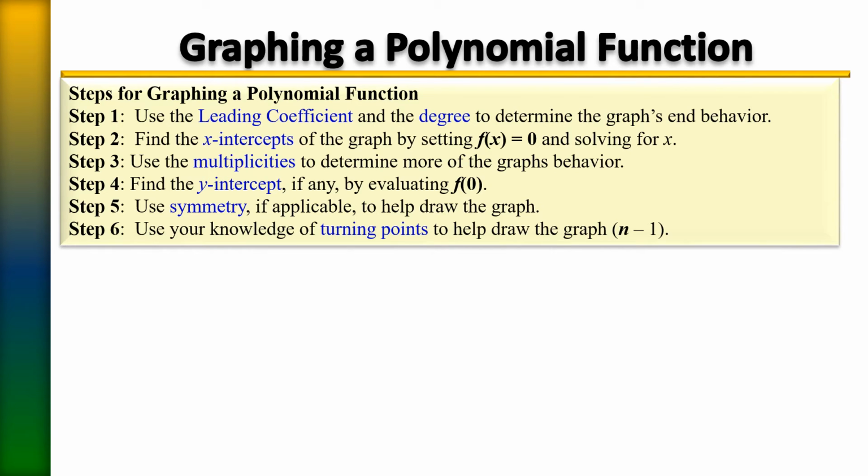And then 4, you could also find the y-intercept if there is any. And to do that, all you have to do is evaluate the function for 0. In other words, find f of 0: remove all the x's, replace them with 0, and do the math to see what your output is.